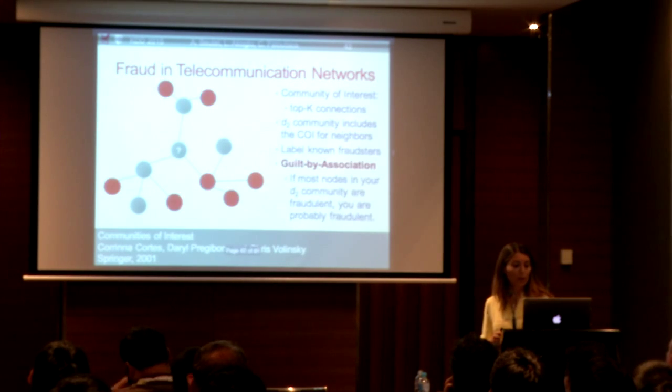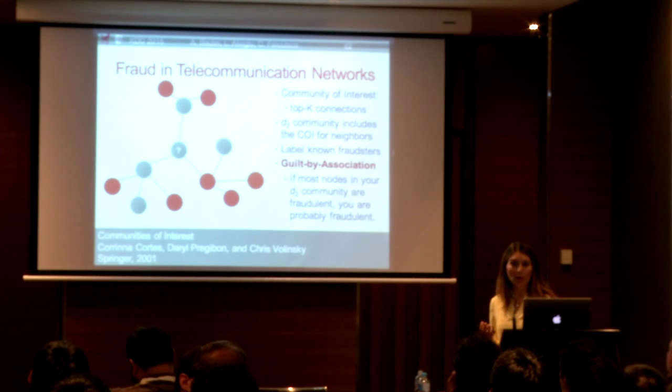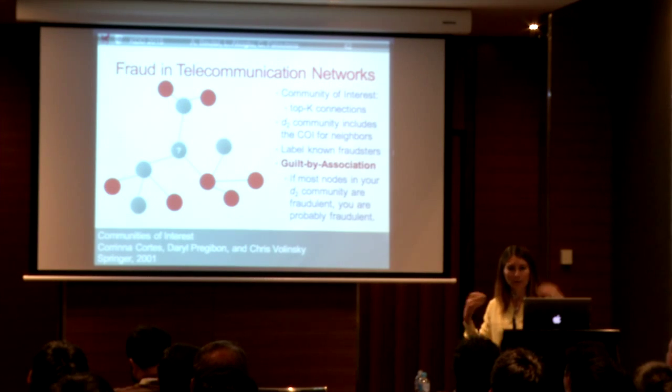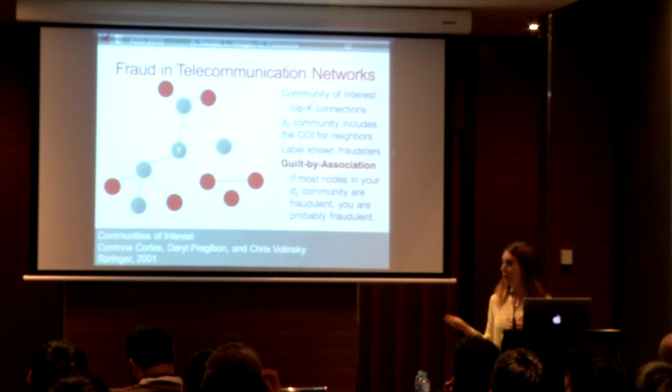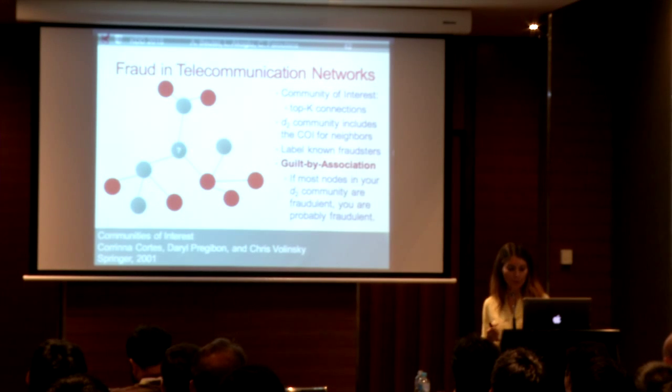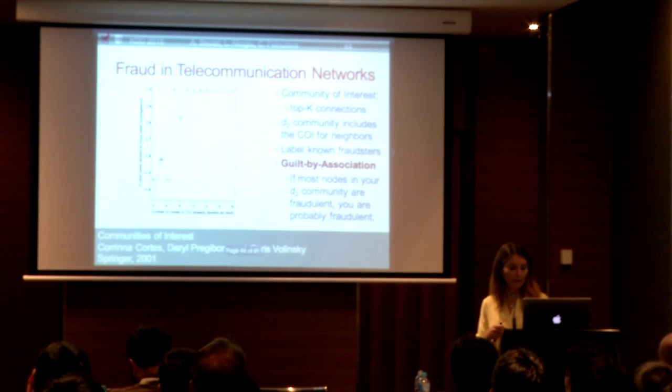And then you can look at how many nodes in this COI are known to be fraudulent. So there are some known labels a priori. You know that these nodes committed telecom fraud. And if this fraction is really large, then you say that this person will also be a fraudster. And this is known as guilt by association through the subgraph analysis.